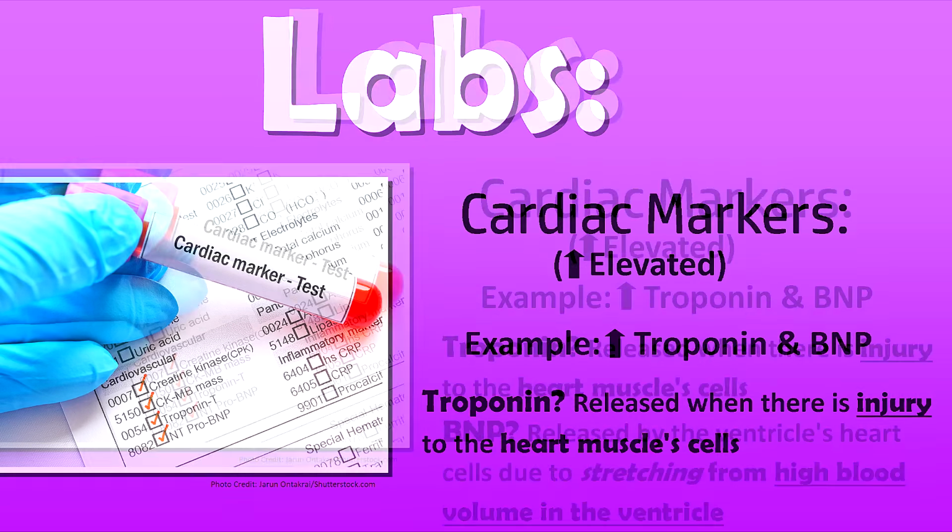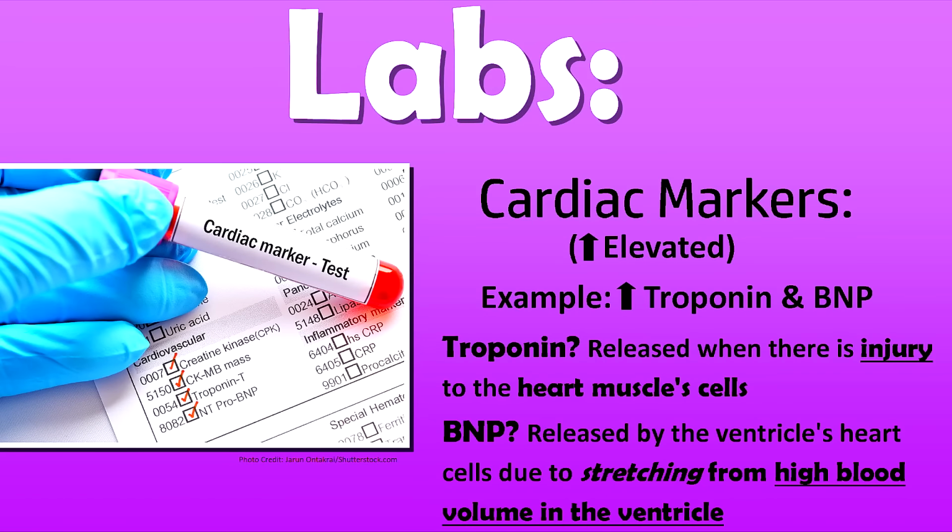Now, what's a BNP? Well, this is a substance released by the ventricle's heart cells due to stretching from high blood volume in the ventricle. And we know as that heart muscle is getting weaker and weaker, blood volume starts to back up, and that will increase the amount that those ventricles are having to pump.